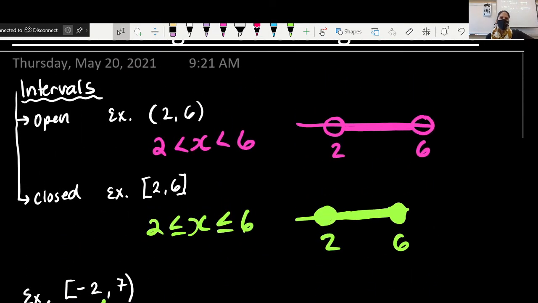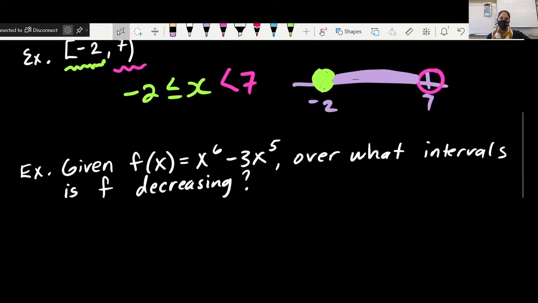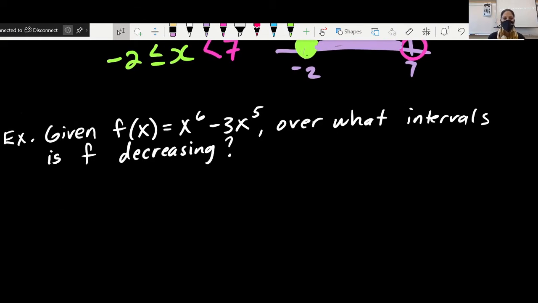So then, what are we going to do with this? Because we basically were just using that to review and get things set up. We'll do stuff like this. Given this function, f of x equals x to the 6 minus 3x to the 5, over what intervals is f decreasing?